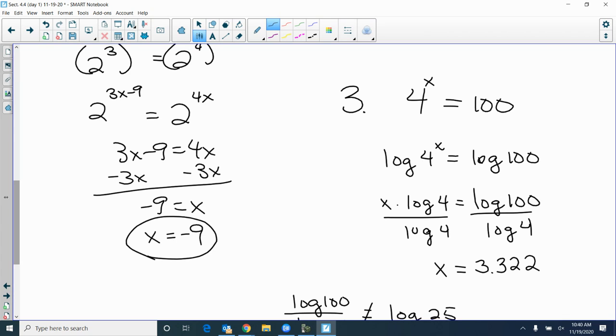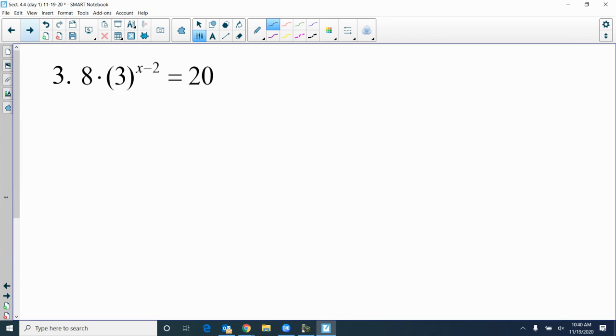Now let's take a look at something that's probably a little more complicated. I'll call that number 4. All right, 8 times 3 to the x minus 2 equals 20. All right, what can we do with that 8? Don't multiply by that 3. You cannot multiply by that 3. Can you divide both sides by 8? You divide both sides by 8. So I'm going to do that.